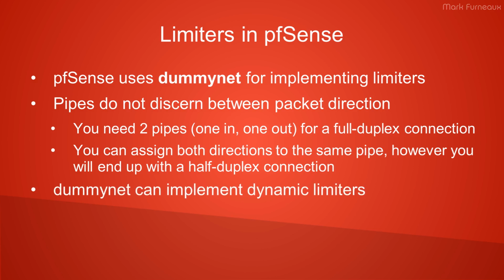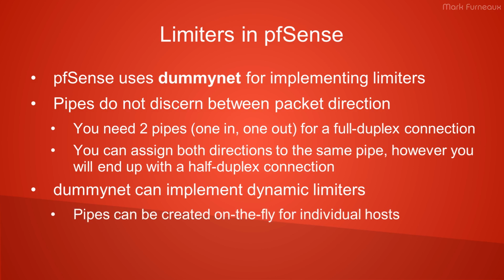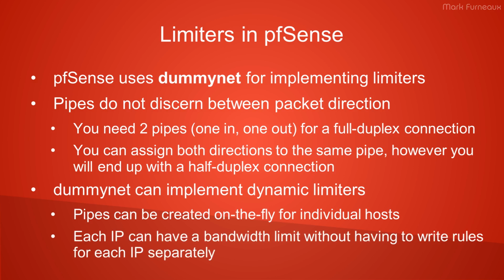Another thing that's worth noting is that DummyNet can implement what's known as dynamic limiters. So basically, it creates pipes on the fly for individual hosts, so individual IP addresses. So you can imagine a situation where you can set it up so that every IP has its own bandwidth limit without you having to write a separate rule for each IP address separately and add a separate pipe for every IP address separately. So it has that functionality, and I'll show you that in the web interface.